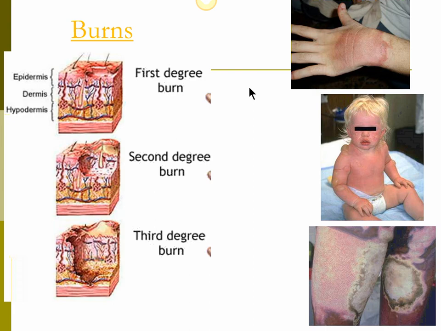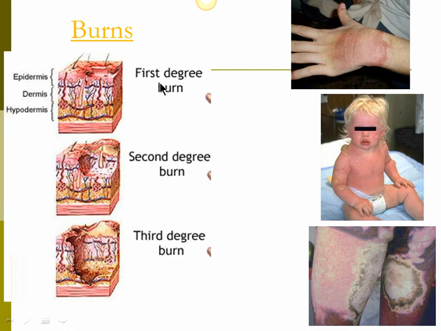Then lastly, let's look at burns. So just a brief description of burns. Burns could be any type. Usually when you think of burns, you think of just burning yourself with heat, but it could be just scalding with moist heat. It could be an electrical burn. So we divide burns into basically 3 degrees.